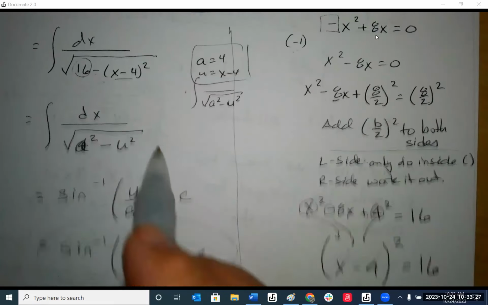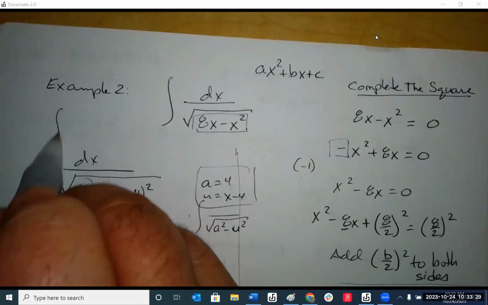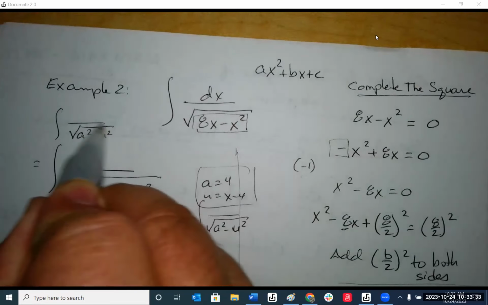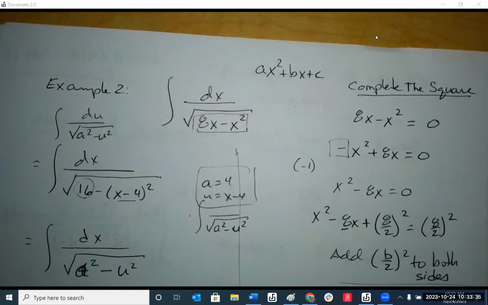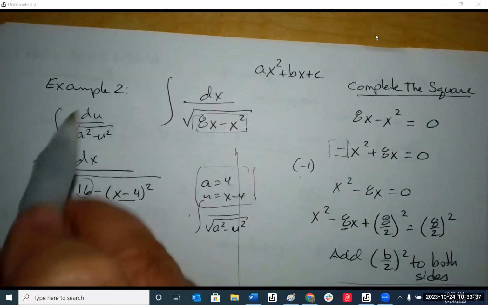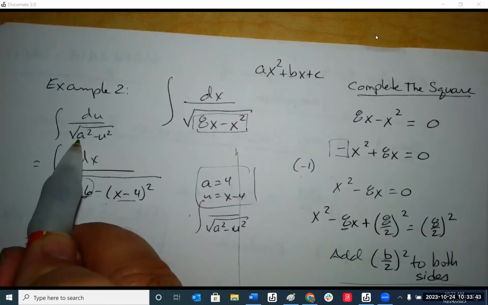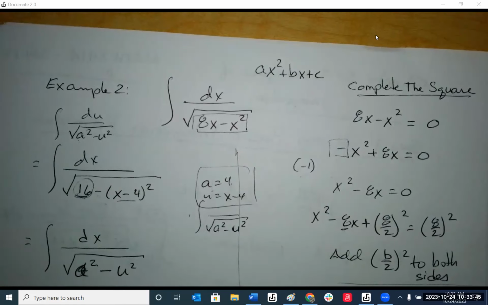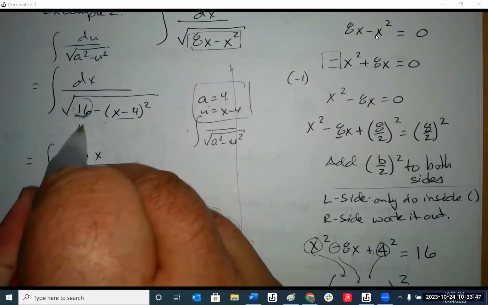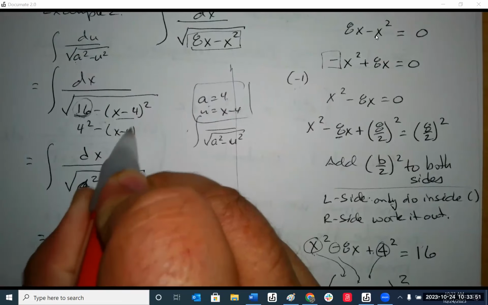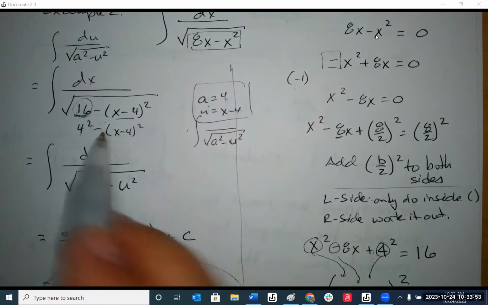Well, yeah, because remember, our formula has to be A squared minus U squared. So, since we have our number here first, 16 is A squared. That means A is 4. So this is 4 squared minus that squared. A squared minus U squared.